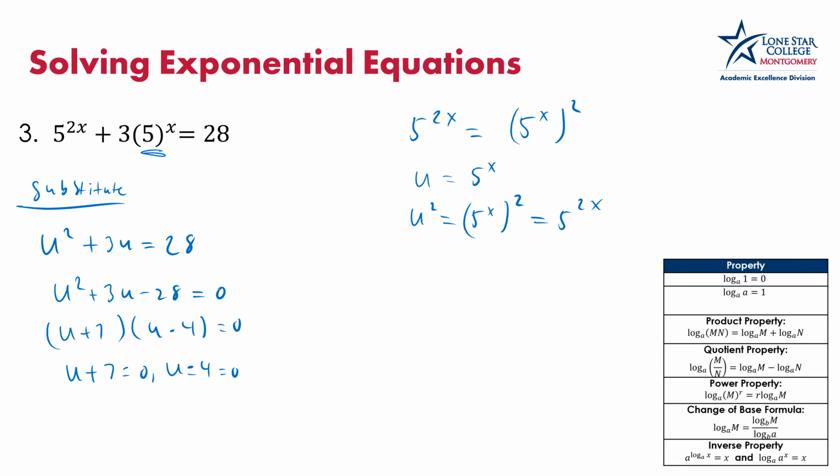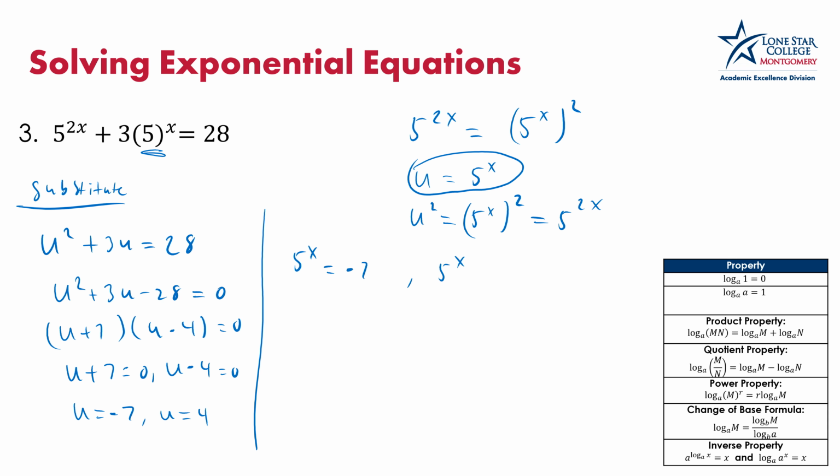So then that's going to give us u equals negative 7 and u equals 4. But we're not solving for u. We are solving for x. What we do is go back to what we set u as initially, which is 5 to the x, and we substitute it back in. So we say 5 to the x equals negative 7, and 5 to the x equals 4.